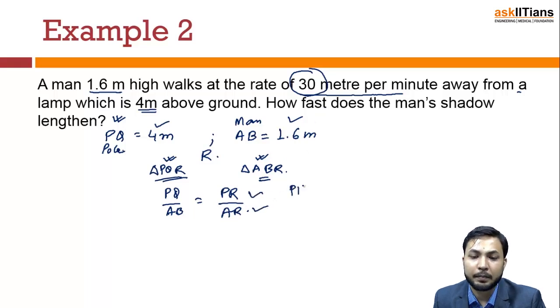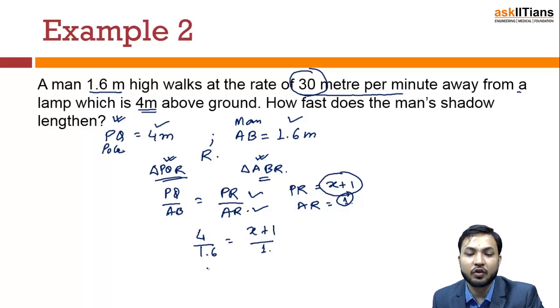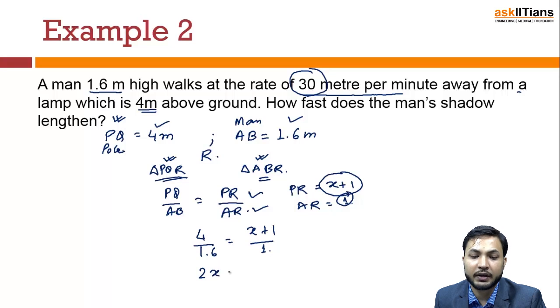I will let PR be equal to x plus 1, so that will make my AR as 1. If I take one distance as 1, the other distance will become a variable plus 1. So now from this I get 4 by 1.6 is equal to (x plus 1) by 1. If I solve this, I'll get 2x equals 3.